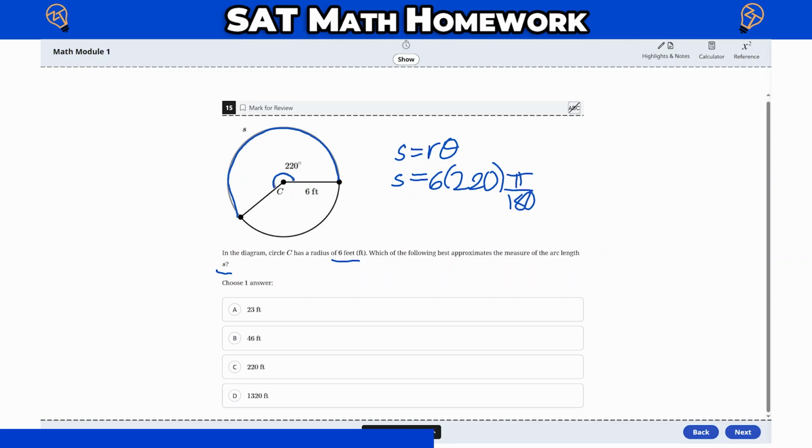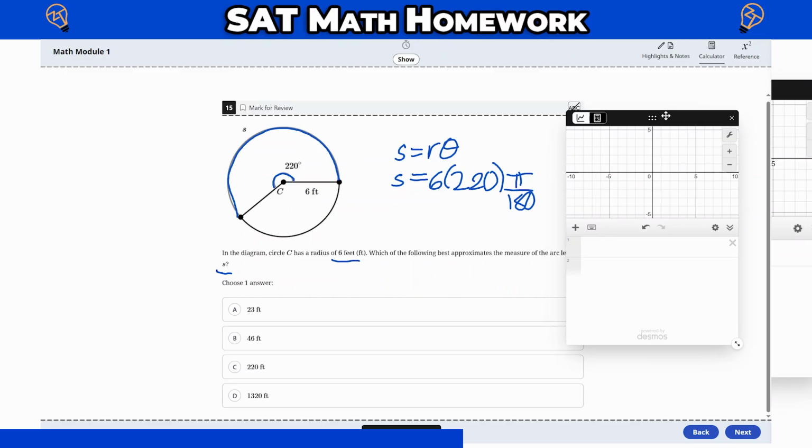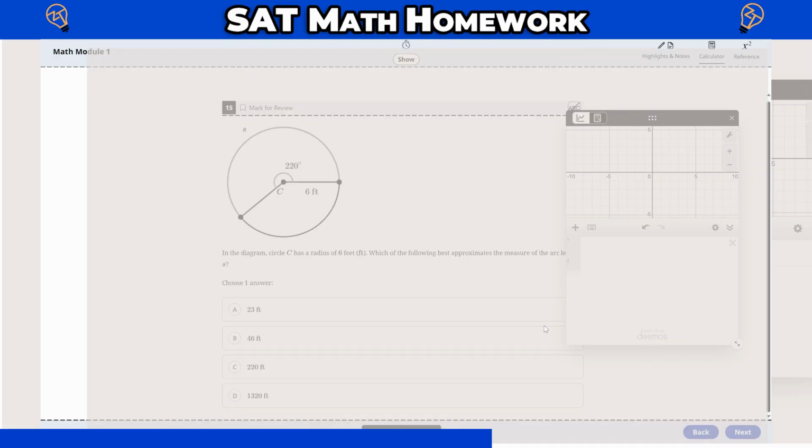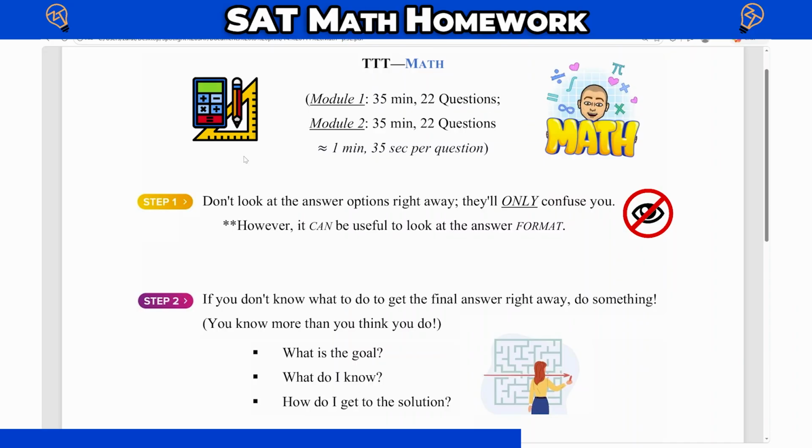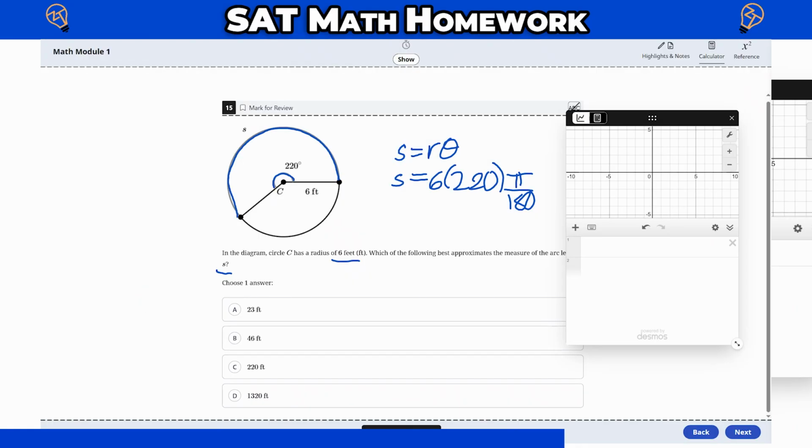So to me, the easiest thing to do at this point is we're going to go into Desmos and keep in mind what we say from our triple T document, Tom's testing tips for the math section. Even though we say don't look at the answer options right away, they'll only confuse you, it definitely can be useful to look at the answer format. And in this case, what I mean by that is notice none of the answer options have a pi in their answer. So that tells us we actually have to type in the pi and come up with an answer that we're going to approximate or round to the nearest whole number, it looks like.